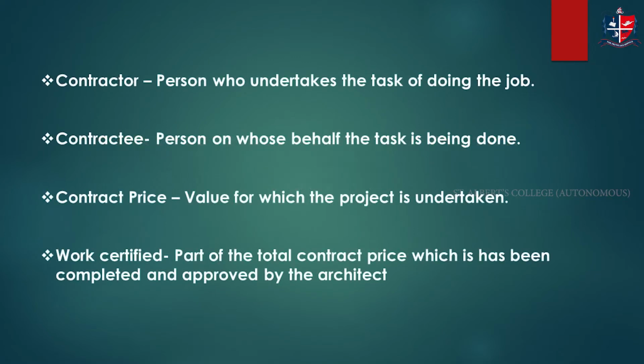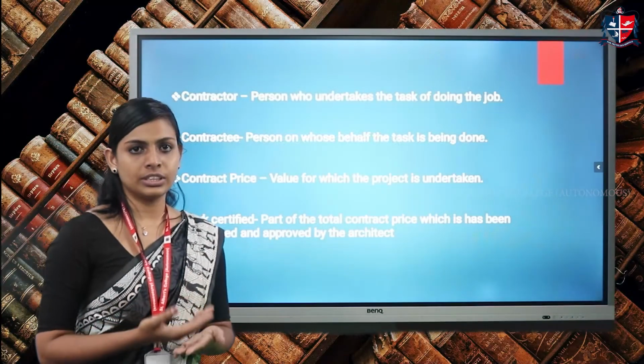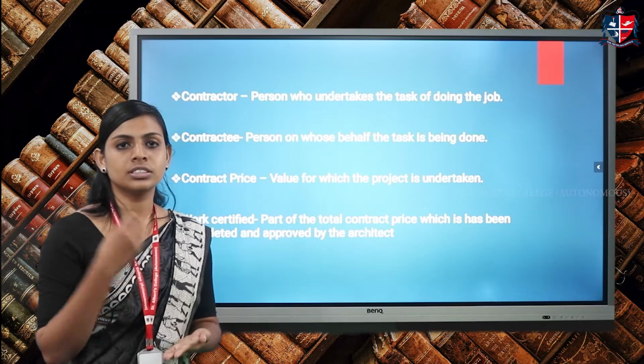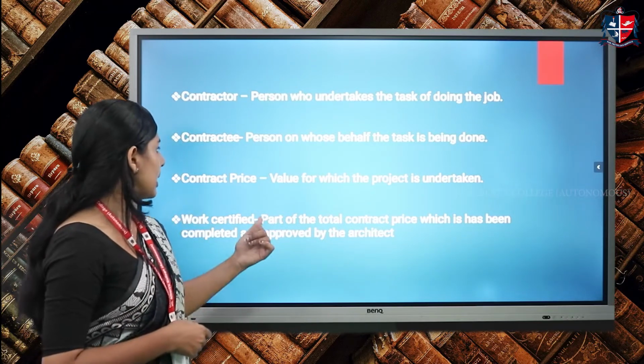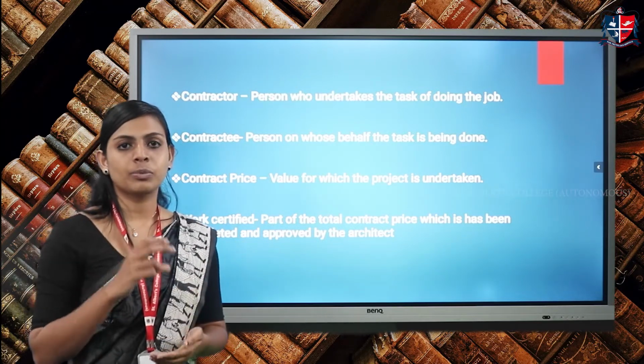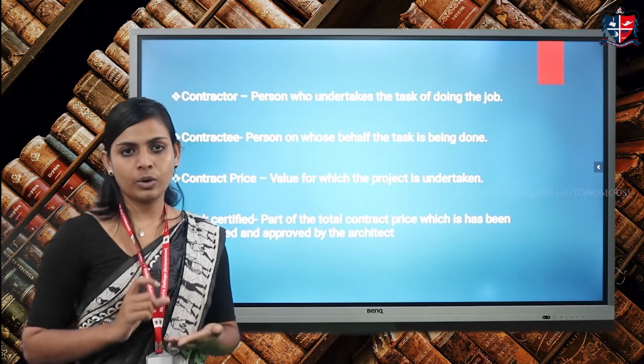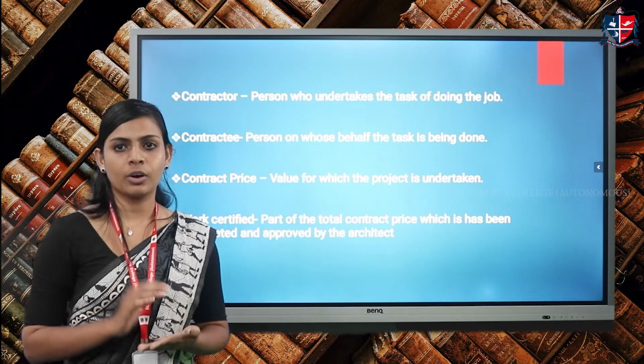So the first one, the very basic, contractor. Contractor is the person who undertakes the task of doing the job, and contractee will be the person who assigns the contractor to do the job. And contract price, that is the value for the project that is undertaken. So contractor and contractee will be agreeing on a price for the contract, which is known as contract price.